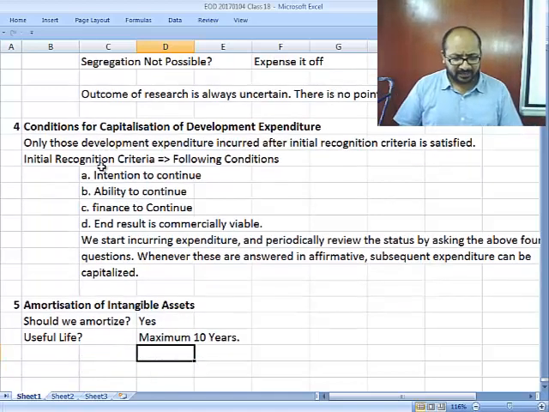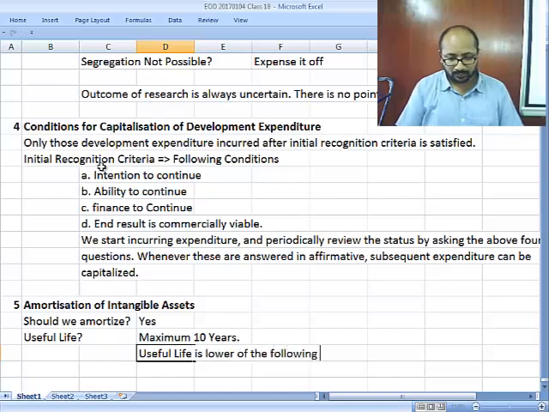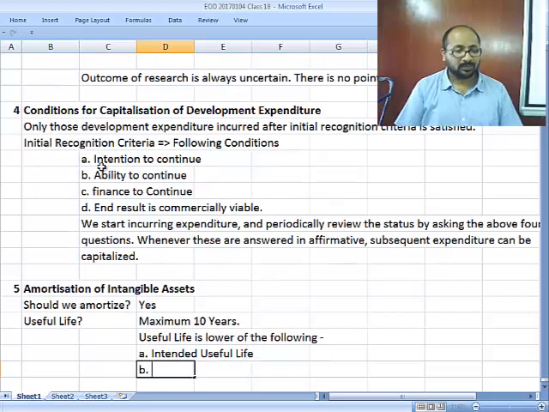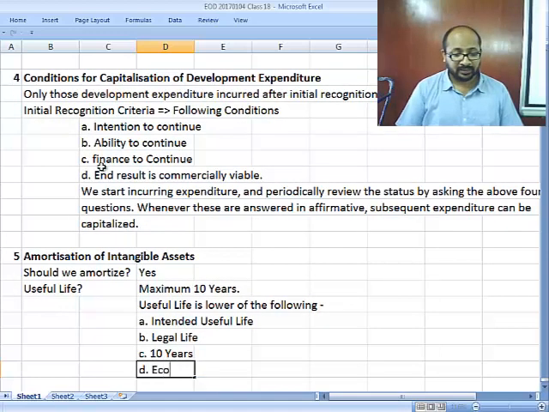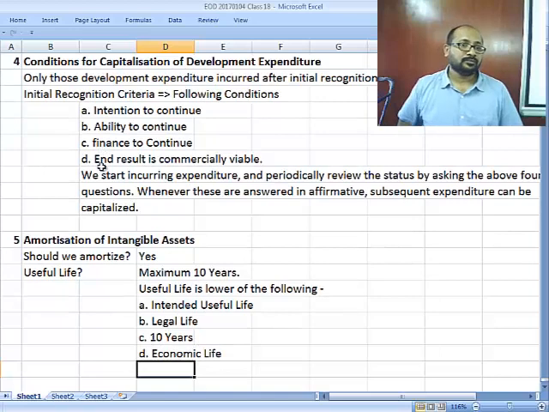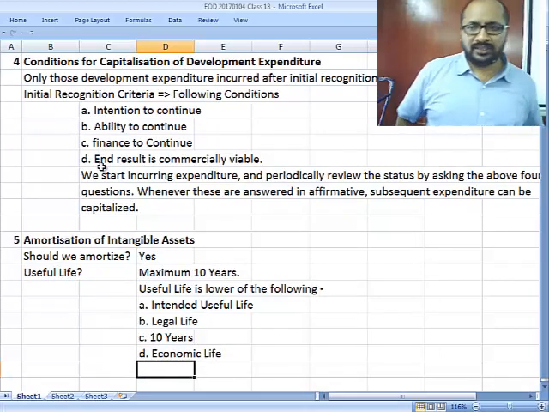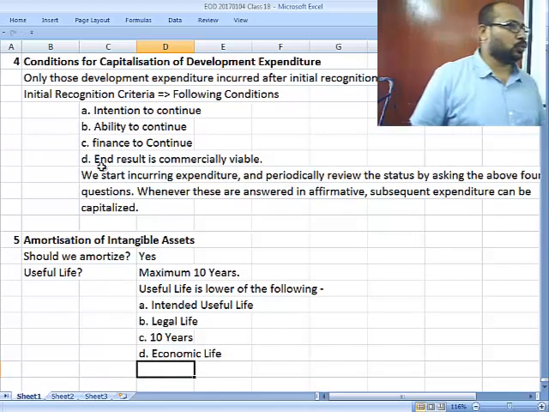They simply say that effectively the useful life is the lower of the following. In general, what are they? Intended useful life, then the legal life, then something called 10 years, then economic life. So the lower of all these numbers we will now consider as the useful life.